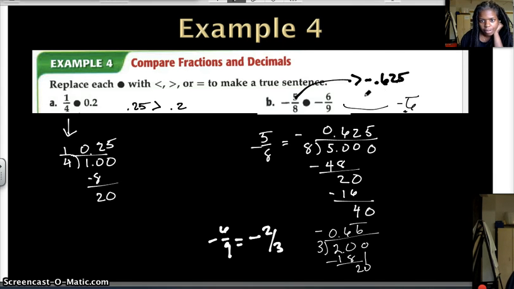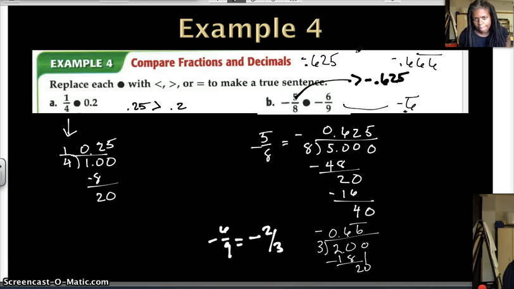So which one is greater, the negative 0.66666 or the negative 0.625? I know this is looking really crazy, negative 0.625 or negative 0.66666, and that's just repeating. Which one is greater? Well, this is kind of funny. When we're dealing with negatives, the smaller looking one, the smaller absolute value, is greater because it's closer to 0. So this one is greater because they're negatives. Got it?